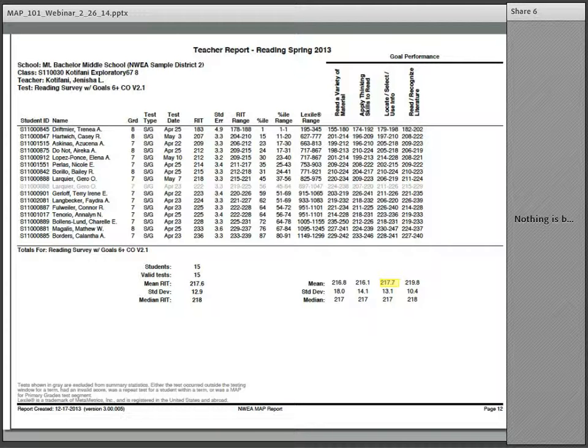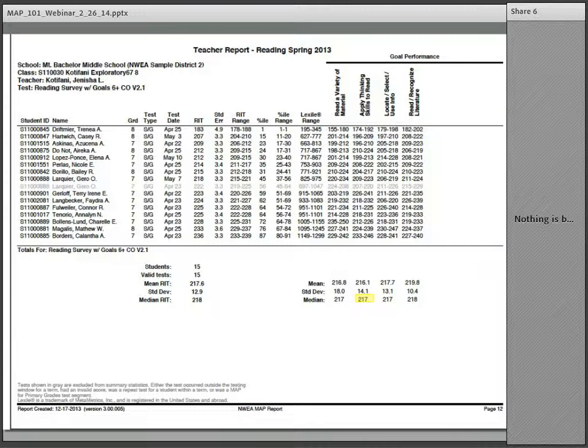But we have to be careful that we don't just look at the mean, because as Jill stated earlier, we have a variance on the first assessment in the goal performance of 155 all the way up to 250, but it averages.